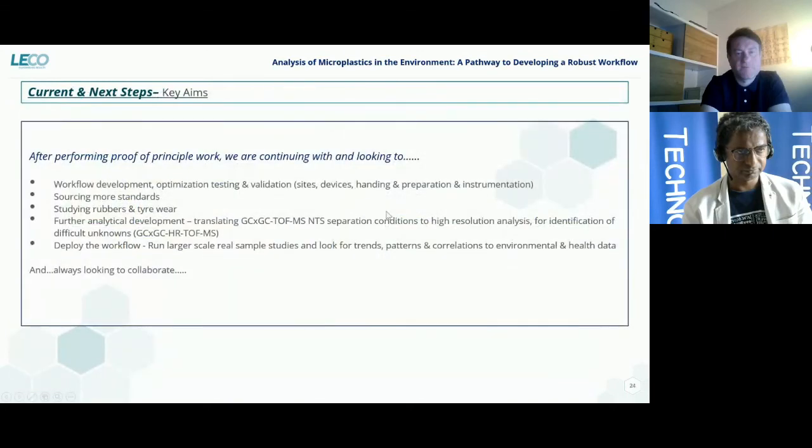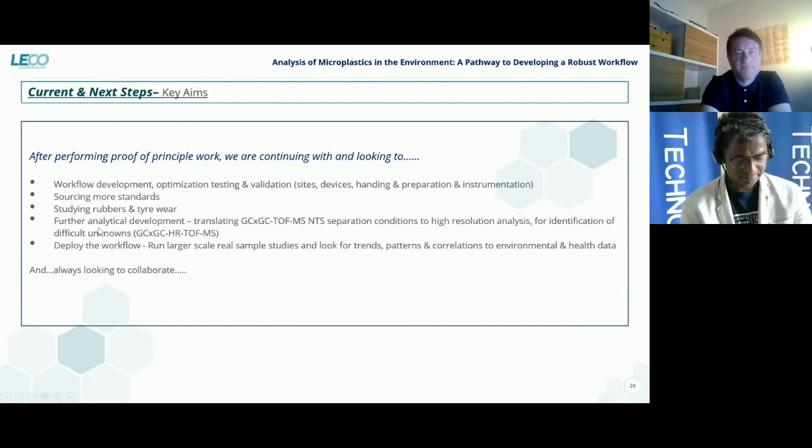So next steps, what are we doing and continuing with? As I said, the workflow development, optimization, testing and validation of these steps on the sites, the devices, handling, preparation steps and the instrumentation is introducing so many variables we have to get on top of. We need to source more standards and evaluate them. This is important in terms of the age and the stability of these and studying any interferences.